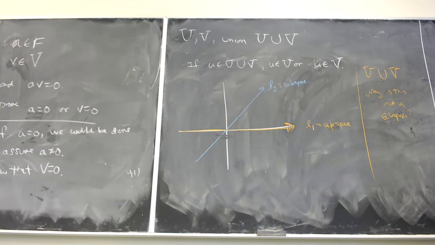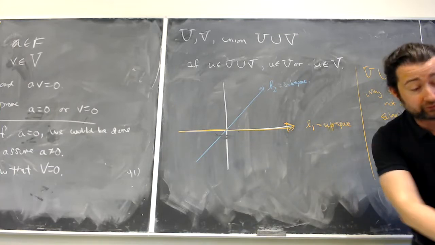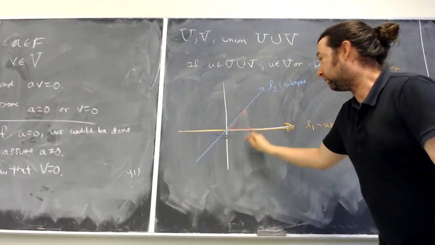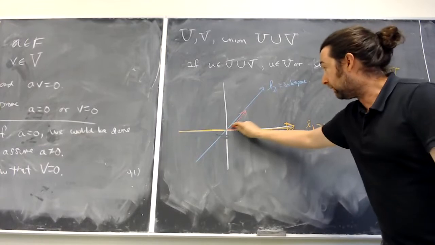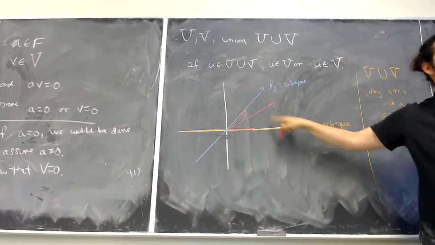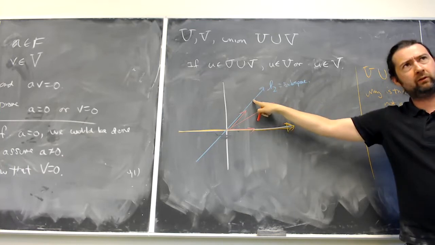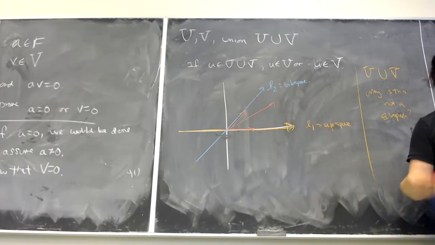Yeah, right. So you guys both have the same answer, right? If you take two vectors in here and you add them together, you don't land in the same space. If you took this vector, which is in line 2, and that vector, which is in line 1, and you add them together, you end up out here. But that vector is not in either this line or that one, so it's not closed under addition.